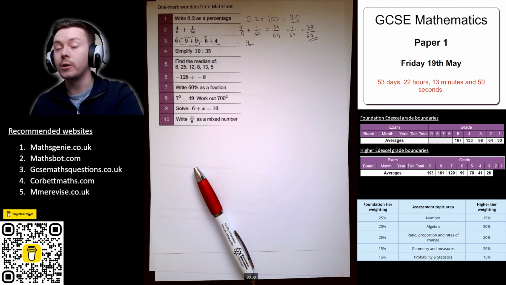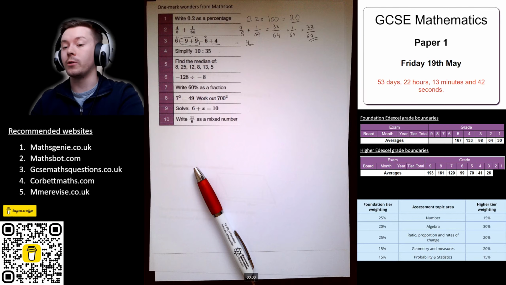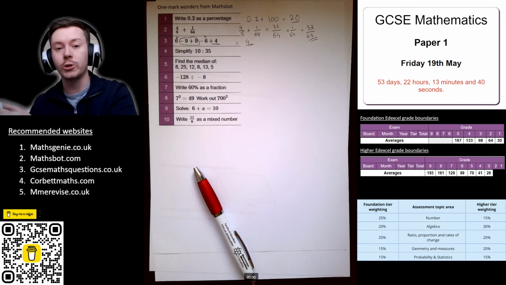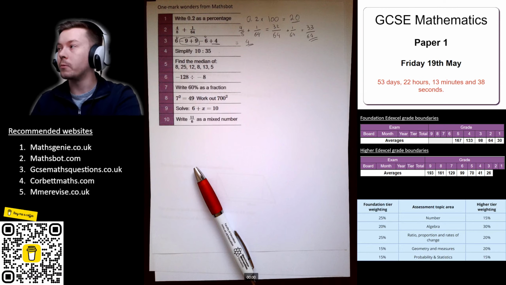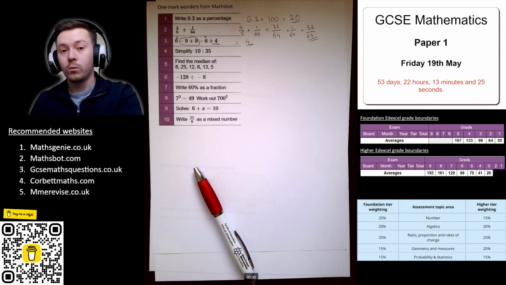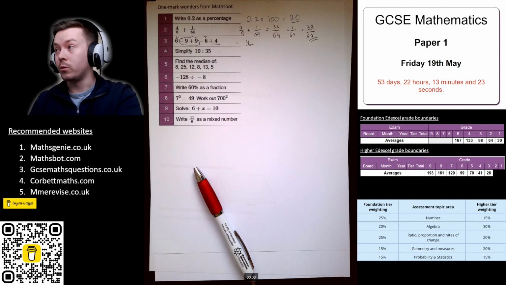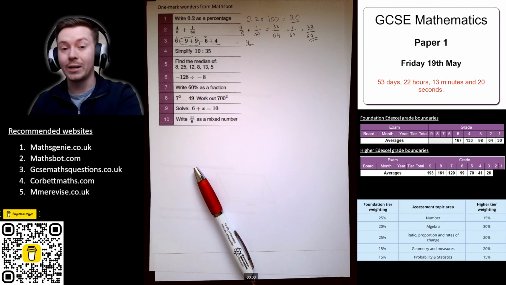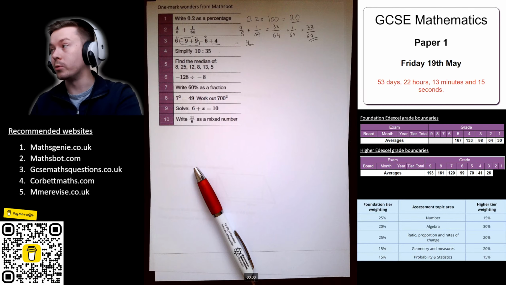Now underneath that, hopefully you can see the topics on the test, and the percentage of the questions that include those topics. Number is the most common on the foundation paper, along with ratio, proportion and rates of change. So if you're doing the foundation paper and you struggle with number related questions, or ratio, proportion and change, then definitely make sure you go and have a look at those.